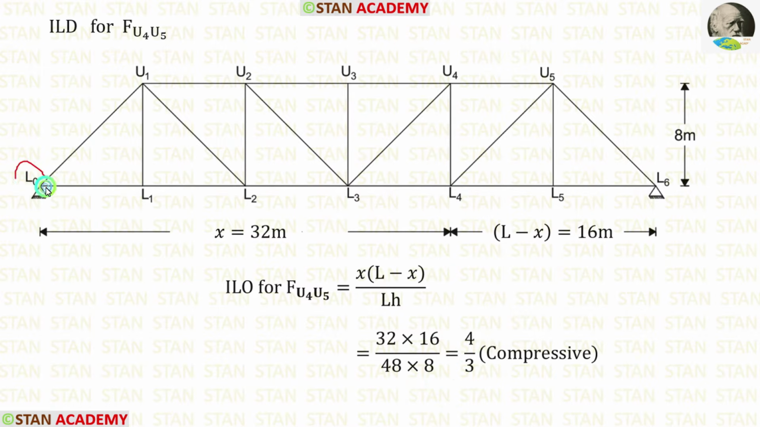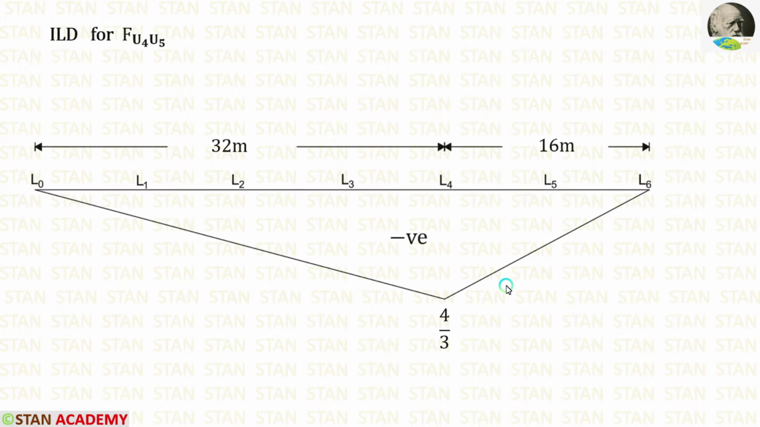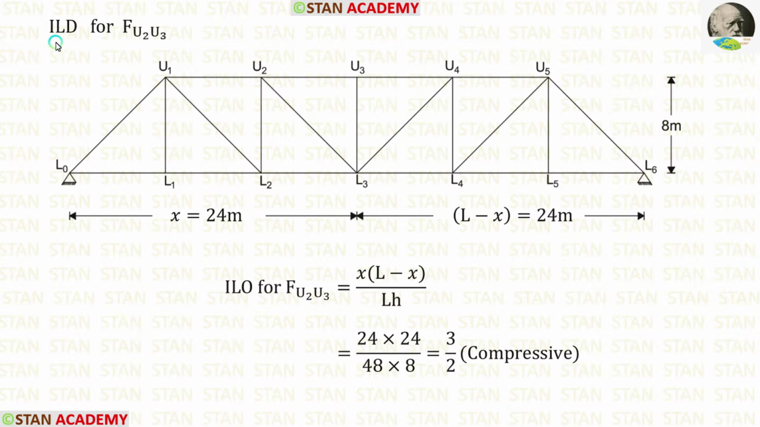In the points L0 and L6, the force in U4, U5 will be 0. We know that all the upper chord members are compressive. Using that we can make the influence line diagram.